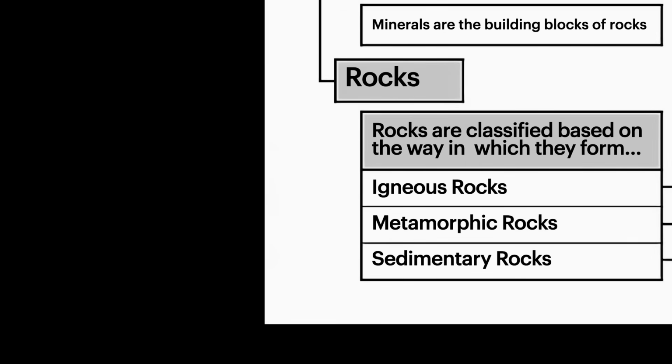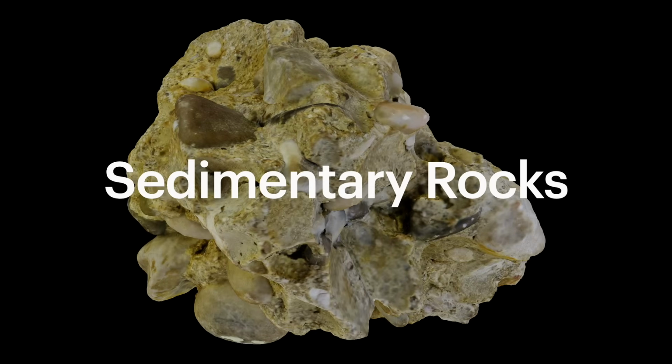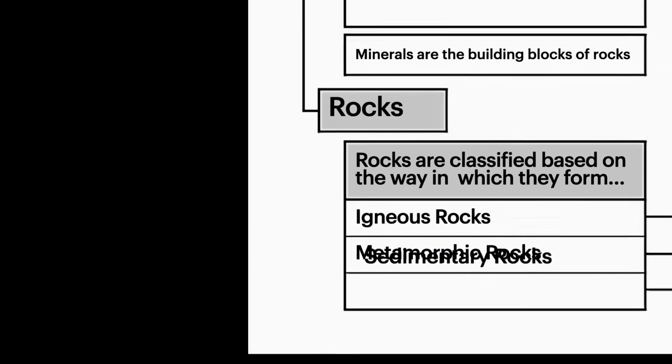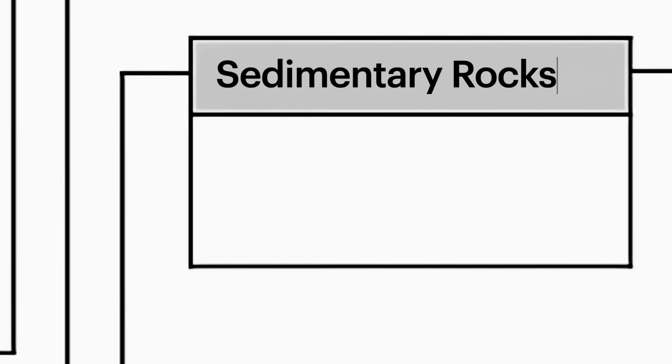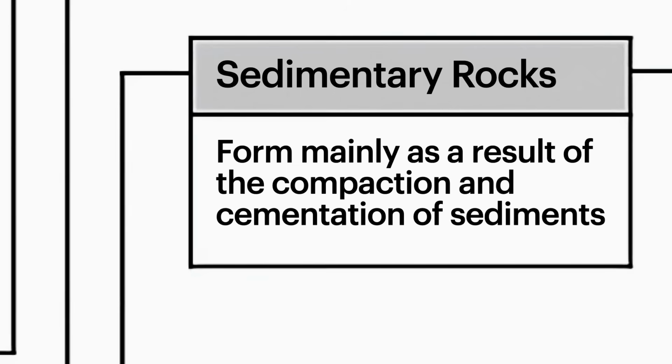Finally, our third type of rock would be our sedimentary rocks. So let's dig in here, head over to the middle of our table, and title our final box here Sedimentary Rocks. Now, there really are a few classes of sedimentary rocks to look at, but the main underlying idea behind them is that they form as a result of the compaction and cementation of sediments.